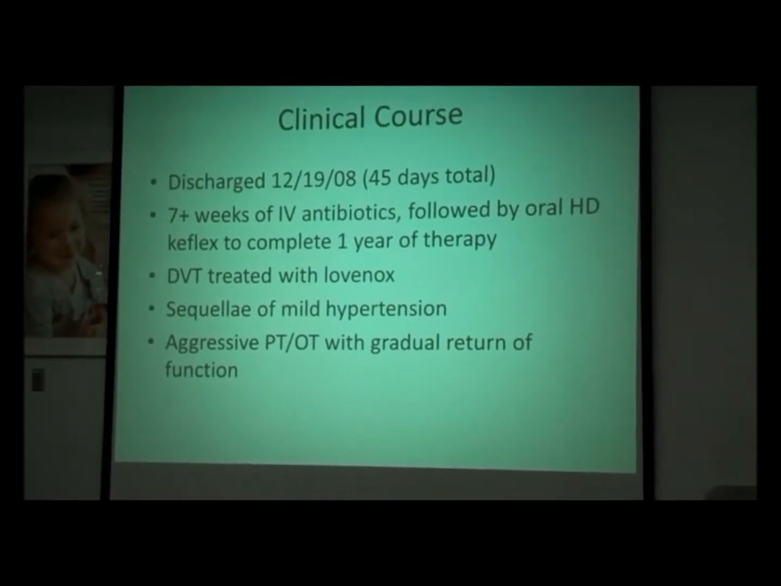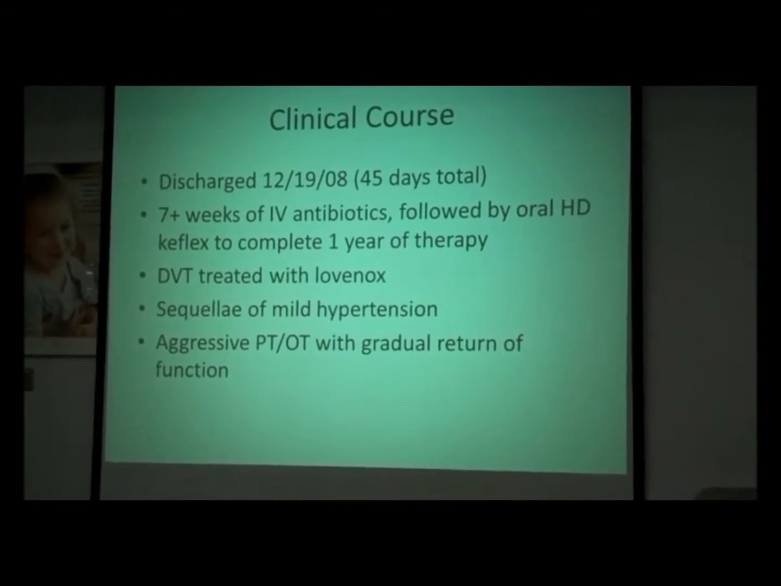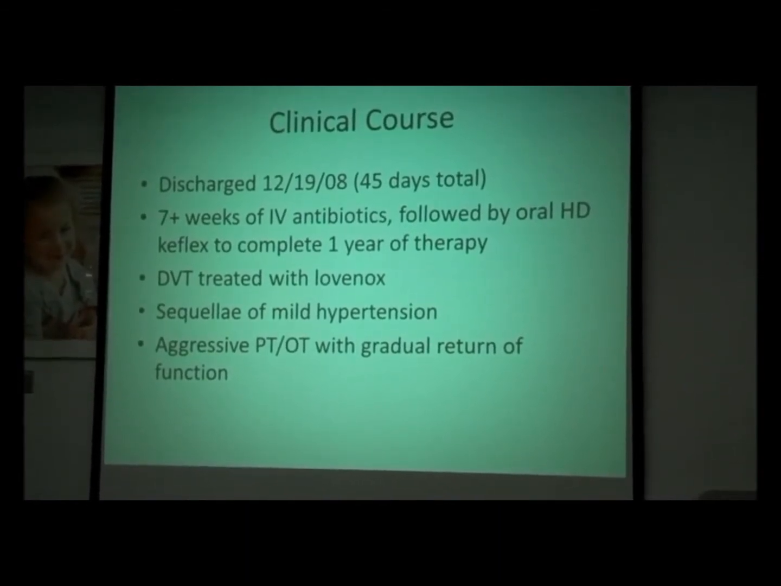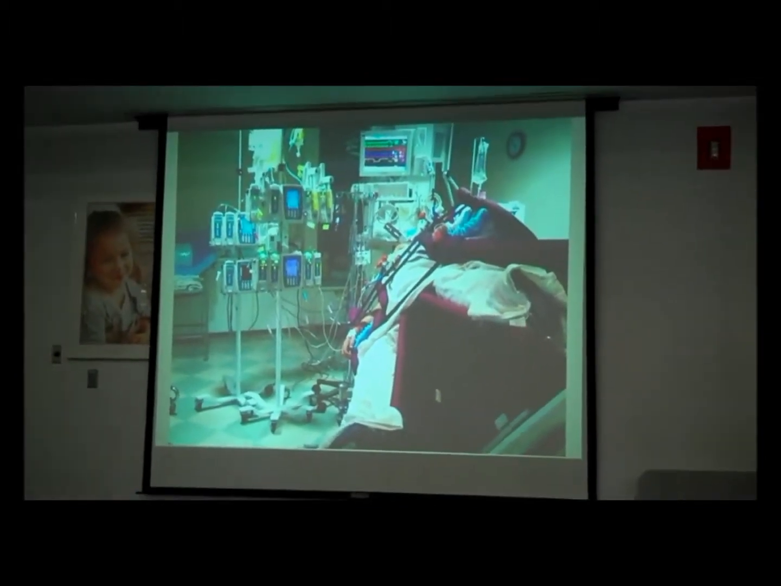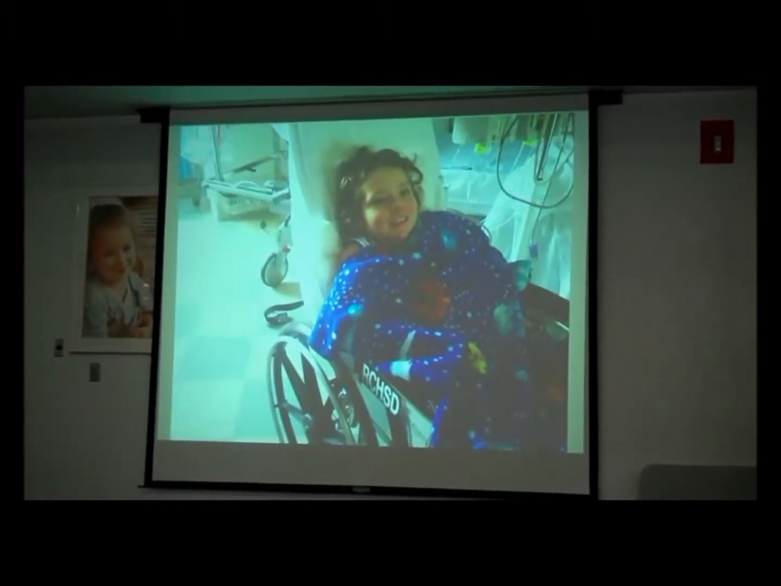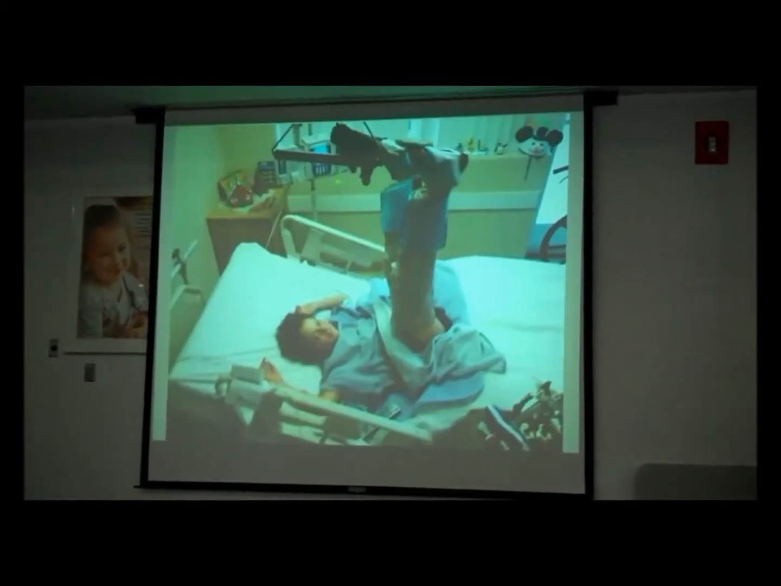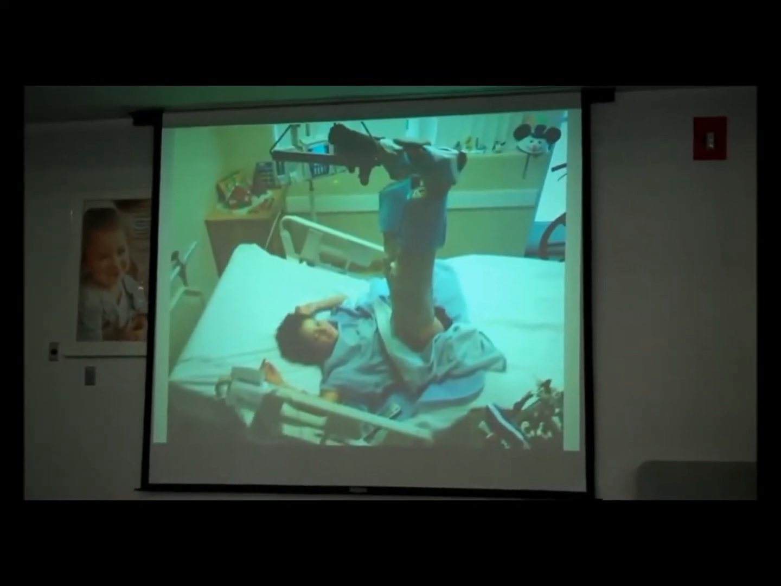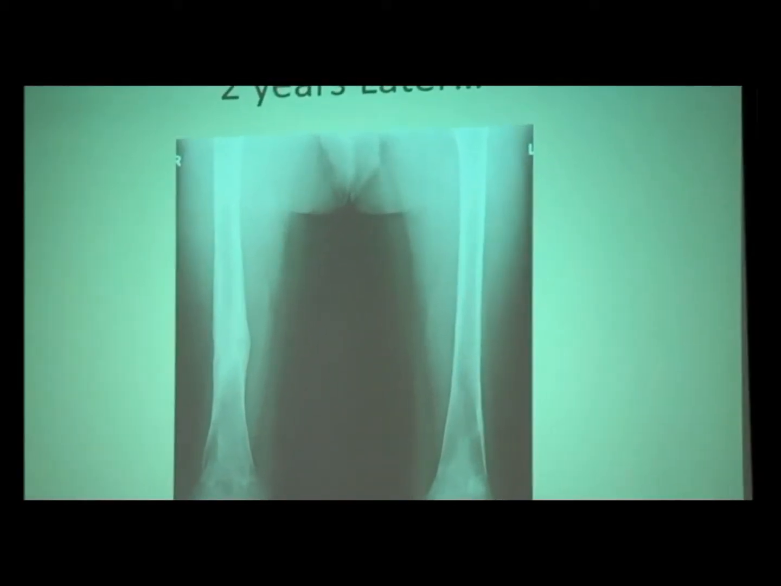He did have a DVT, as mentioned. He was treated with Lovenox. Did have the sequelae of some mild hypertension, but over time with aggressive OT and PT, he went from here on the rotobed on multiple drips, intubated, to sitting up in bed, to smiling, and getting some PT here. And 2 years later, this is his femur here. So you can see the right femur still doesn't look normal. You can see all these sclerotic changes. But again, much improved compared to 2 years prior.